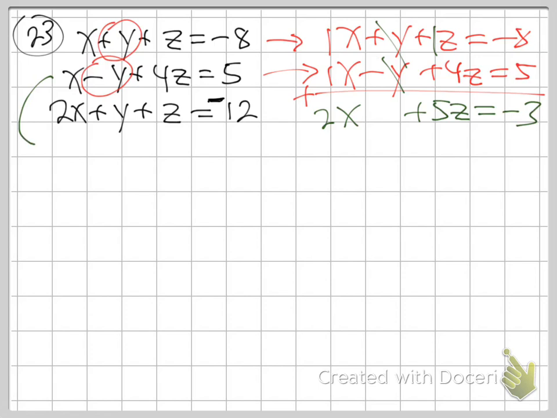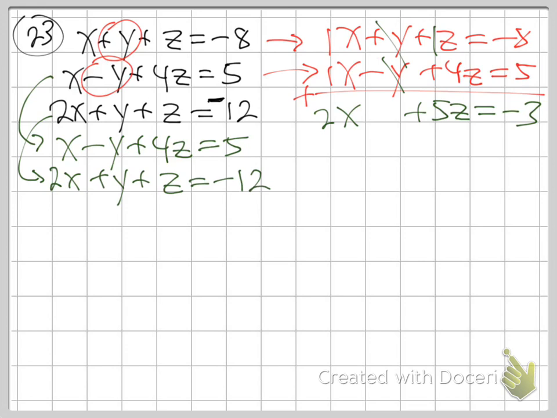Same thing here. I'm going to bring these 2 down. X minus y plus 4z is 5. 2x plus y plus z is minus 12. Add them up. 1x and 2x is 3x. The y's cancel again. 4z and 1z is 5z. And this is minus 7. So now we have 2 equations that only have x and z on that.